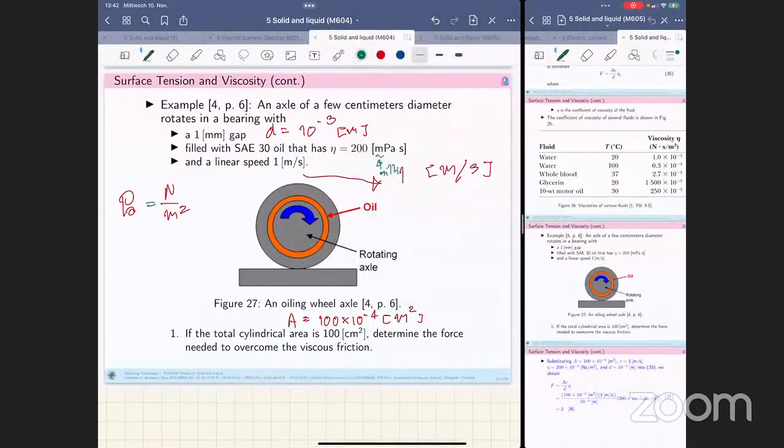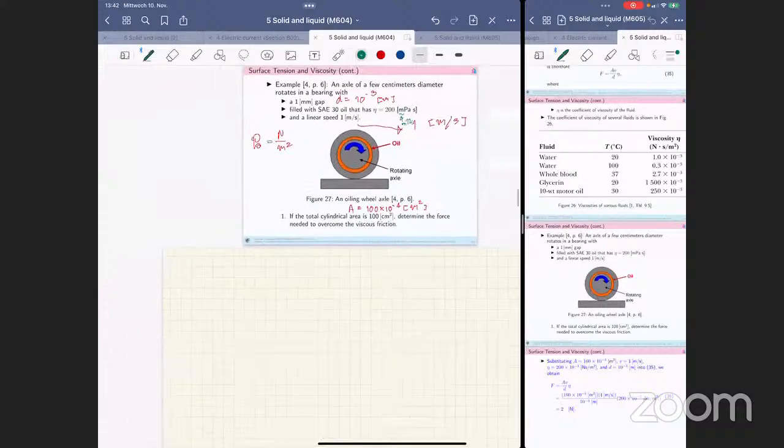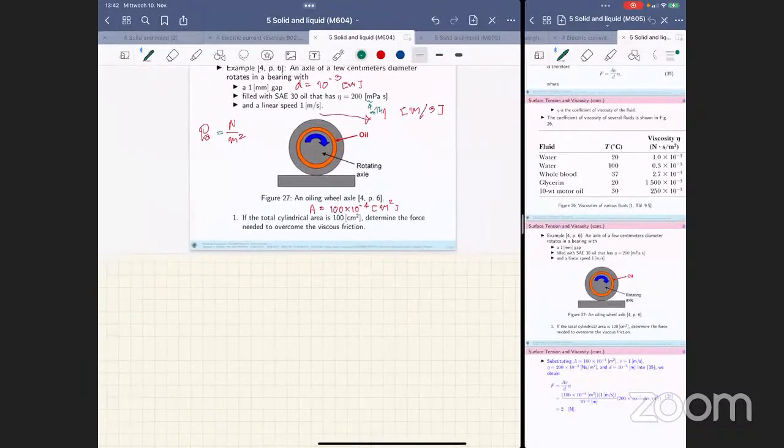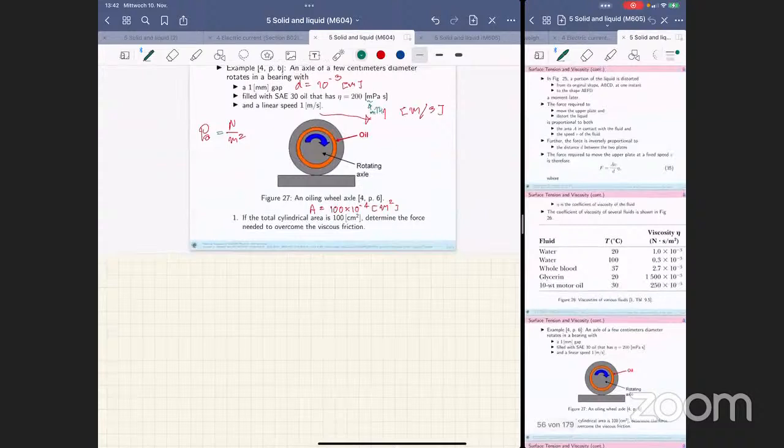So we start to solve this problem, and the formula is F equals A times V divided by D, times eta, right? And what you can see here is that A is, sorry, it's 10 to the -2 square meter only, right? And what else?